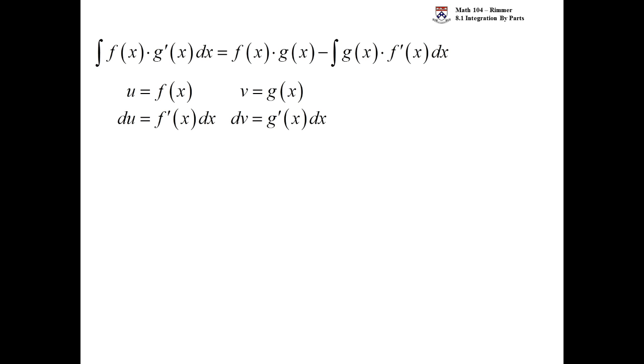Going in the equation, we see that all these elements are there. f of x is u. It's multiplied by g prime of x dx.